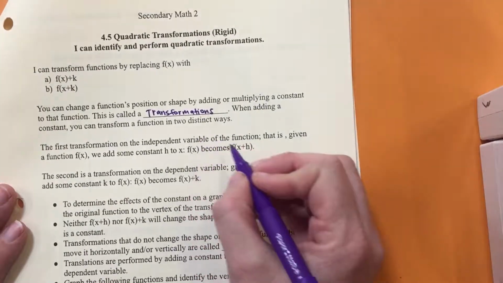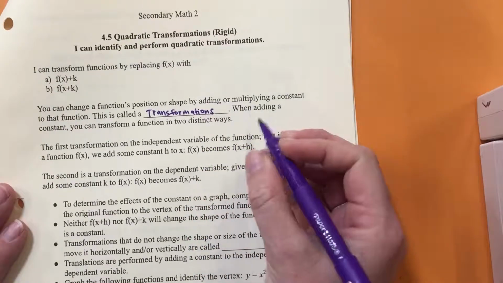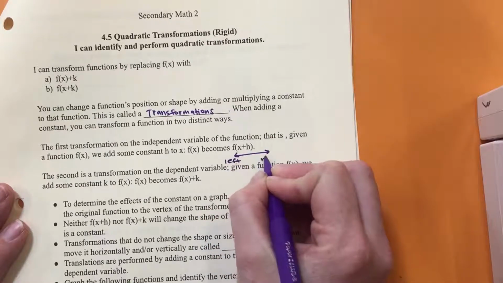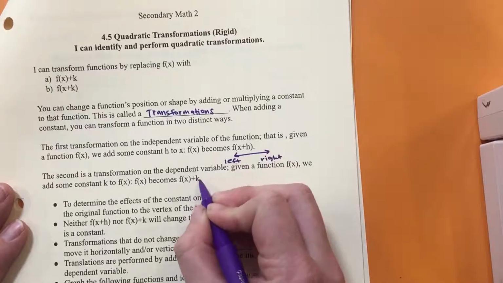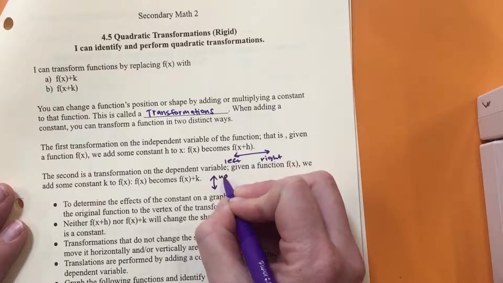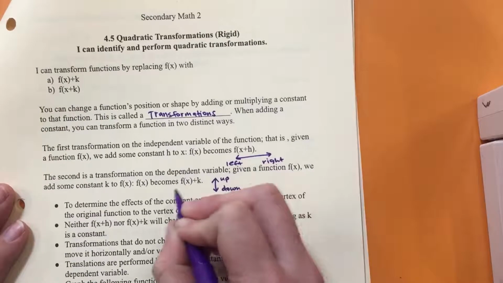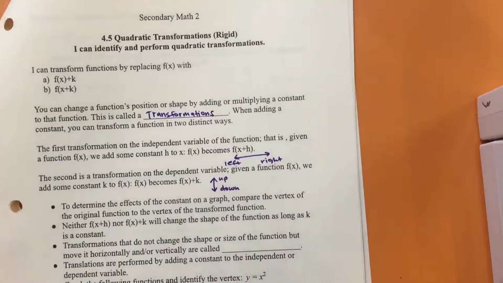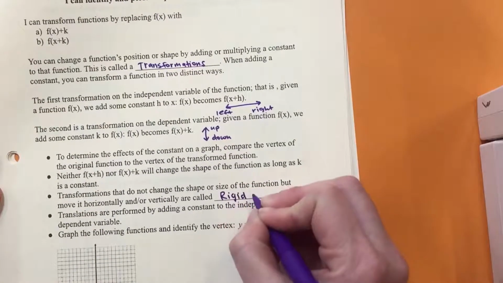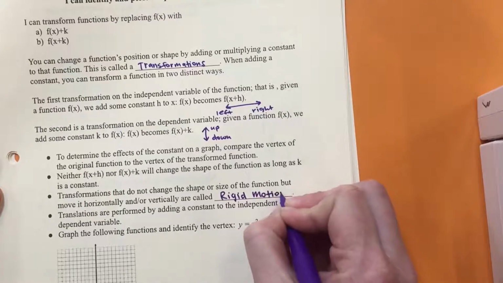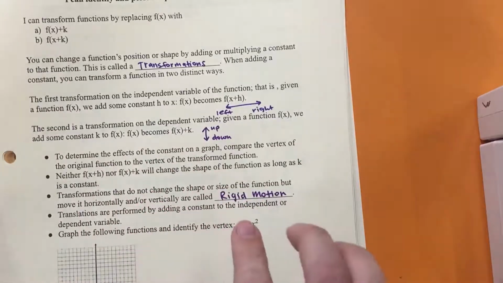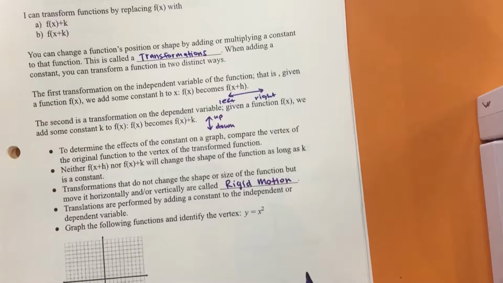When we say that we are adding a value to x, that will move our graph left or right. If we add it to the outside, so we add it to the y, that will move it up or down, depending on what value we add to it. This will be called rigid motion. That just means that whenever we move our object, it won't change its shape. It'll stay the same shape.